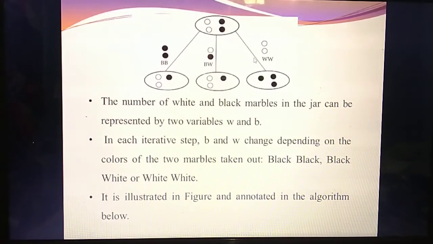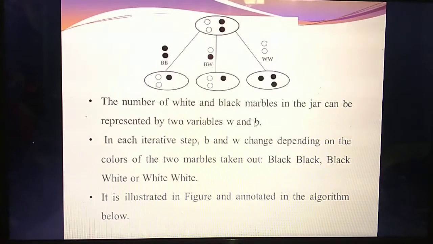So, to solve the problem, how many types of marbles are there? Totally 2. What are they? White marble as well as black marble. So you are representing the white and black marbles by 2 variables. White is represented by W and black is represented by B.